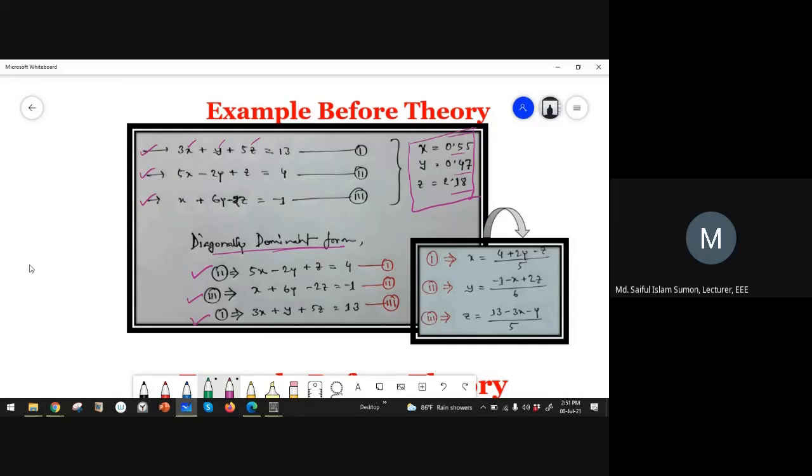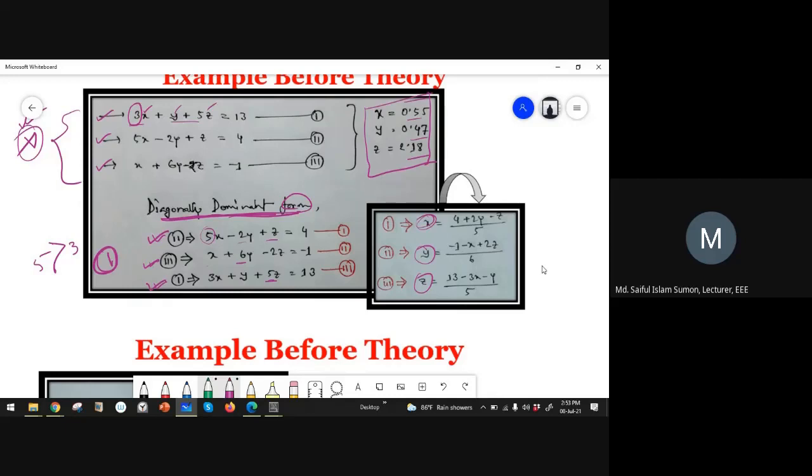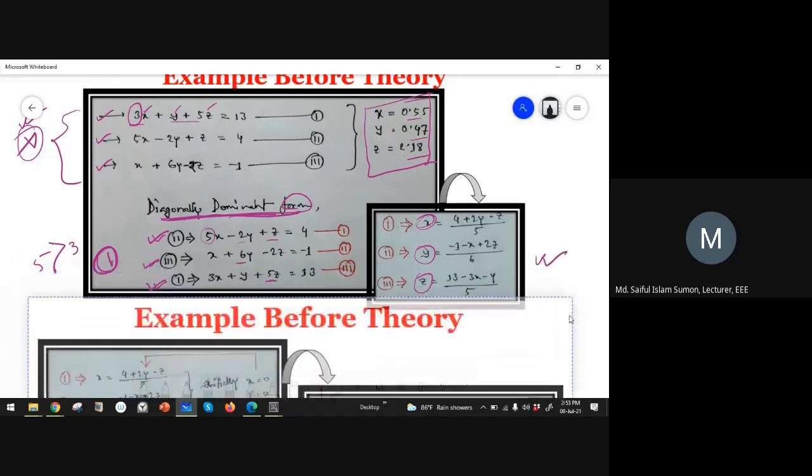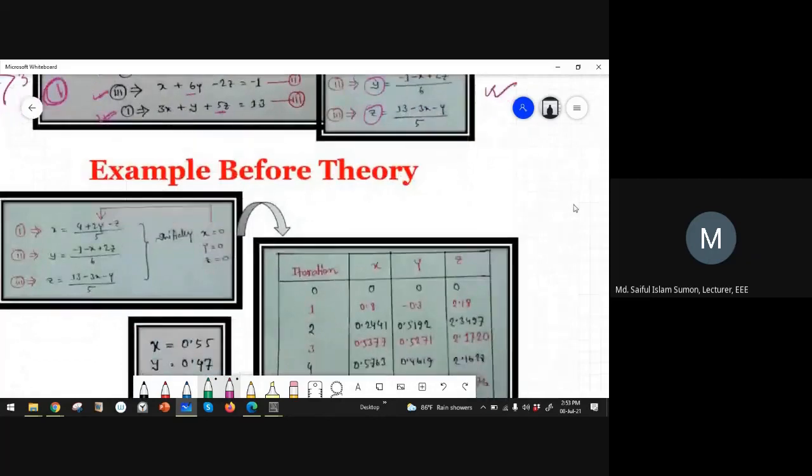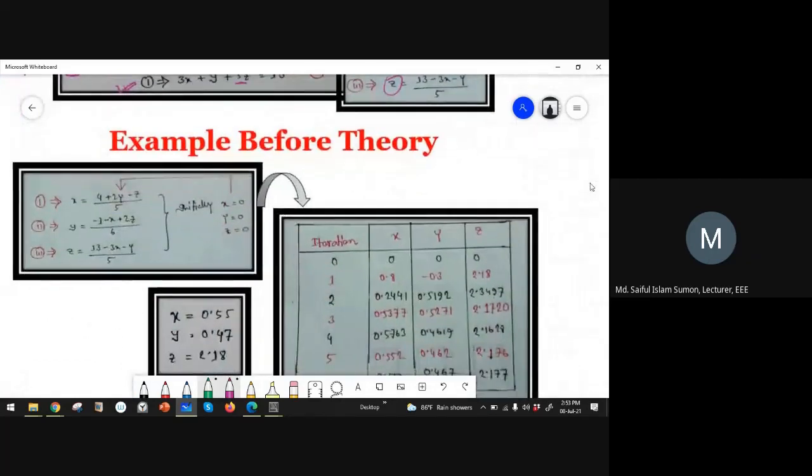Here the diagonal dominant form is not fulfilled. It will be found out with respect to z and x, and z will be found out with respect to x and y. So we have simply separated them. After that, I will go for iteration. Let's see how we have done that. You have already seen that we have separated x, we have separated y, and we have separated z, and they are something like this. Then I will simply take some initial guess.